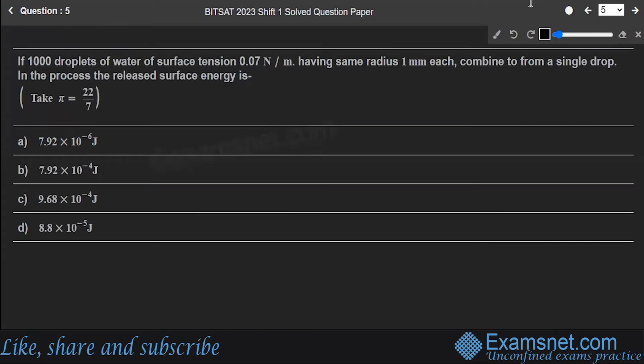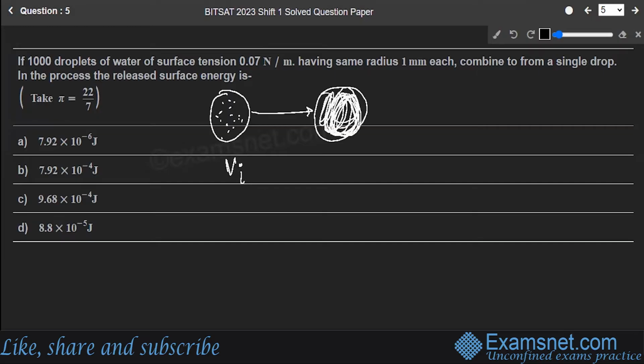Number 5. 1,000 droplets of water of surface tension 0.07 Newton per meter, having the same radius of 1 mm each, combine to form a single drop. In the process, the released surface energy is? So here you have 1,000 droplets of water, and these droplets combine to make a big drop of water.